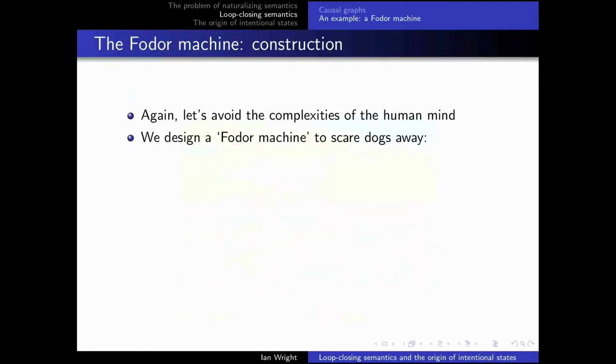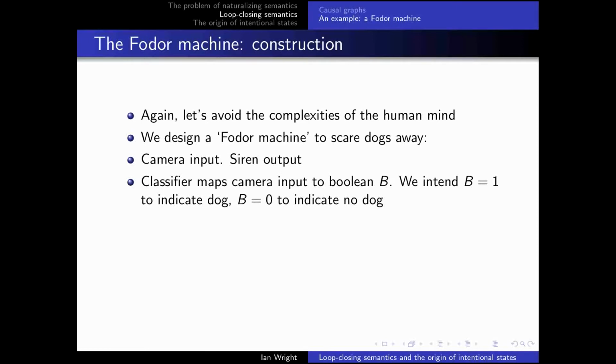Again, to avoid the complexities of the human mind, we'll instead consider a Fodor machine designed to scare dogs away. It has a camera as an input and a loud siren as an output. A software classifier maps the camera input to a Boolean B, and we as the designers intend B equal 1 to indicate the presence of a dog, and B equal 0 to indicate the absence of a dog. We build the classifier from data using some kind of machine learning algorithm and get a 5% false positive rate on the test set.